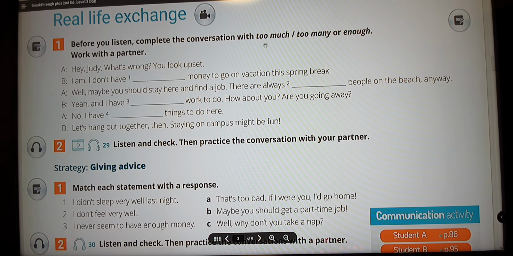And it asks you to complete this conversation with too much, too many, or enough. Hey Jude, hey Judy, what's wrong? You look upset. I am. I don't have, we can guess, enough money to go on vacation this spring break. Well, maybe you should stay here and find a job. There are always people on the beach anyway. Maybe too many? Yeah, and I have work to do. Too much or too many? Work is not countable. So, too much work to do.